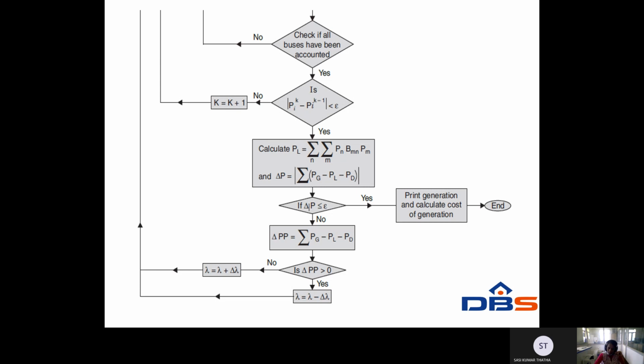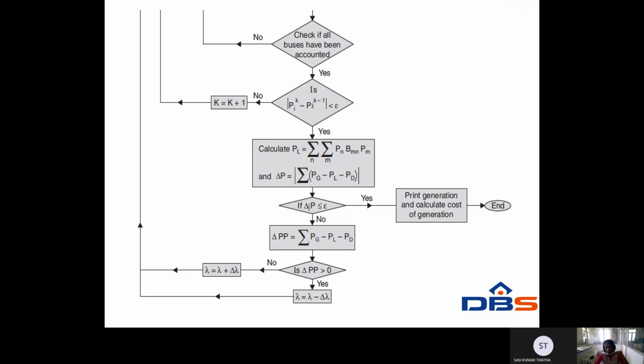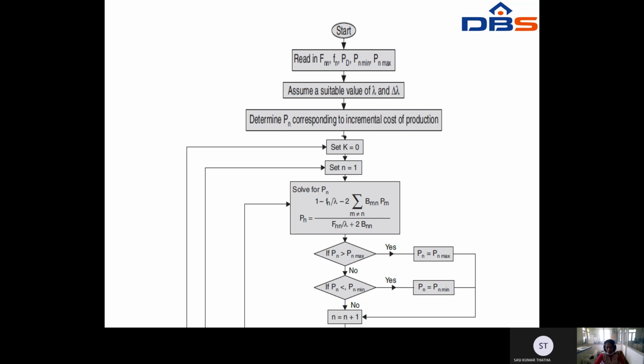When it is yes, lambda equal to lambda minus delta lambda, and we go to the first step, set k equal to 0. Whenever this condition is not satisfied, set lambda equal to lambda plus delta lambda and go to the first step, set k equal to 0. So this is the flow chart for economic load dispatching with losses.